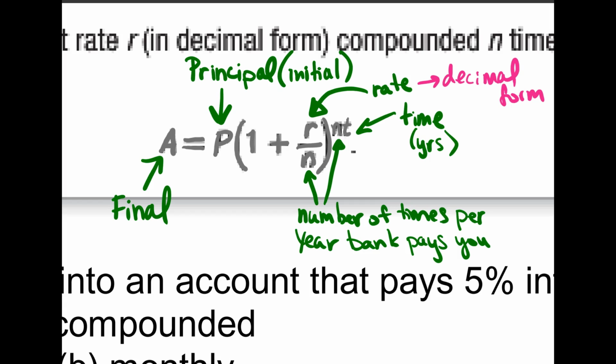Not necessary. Okay, whatever. T is the time in years, and N is the number of times per year the bank pays you. So N is the number of times it's compounded per year.